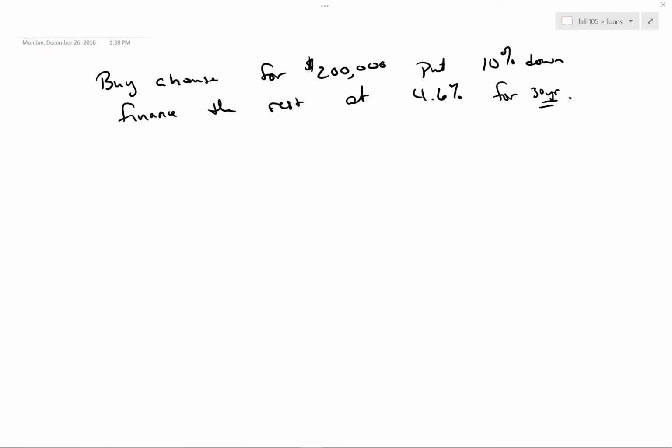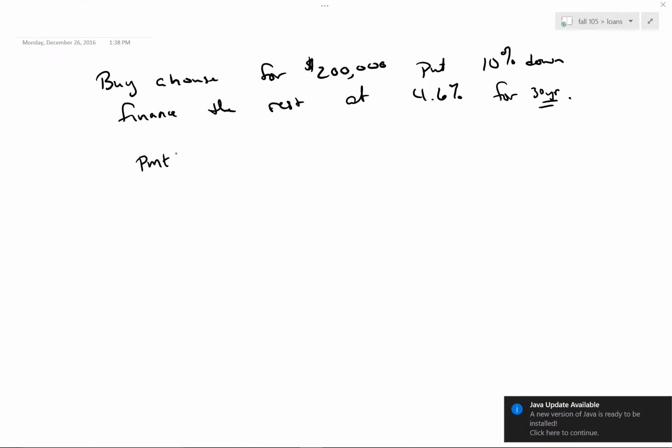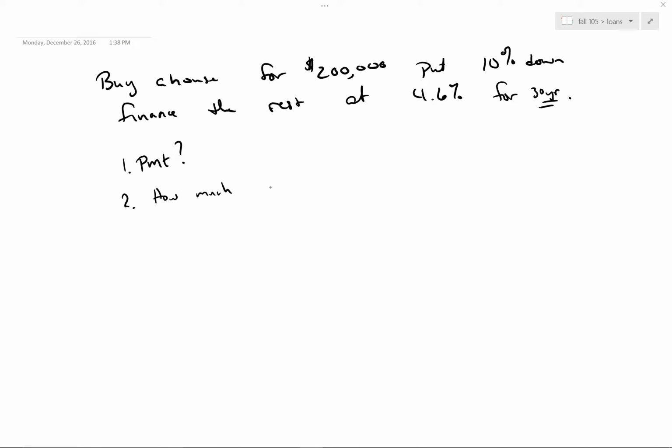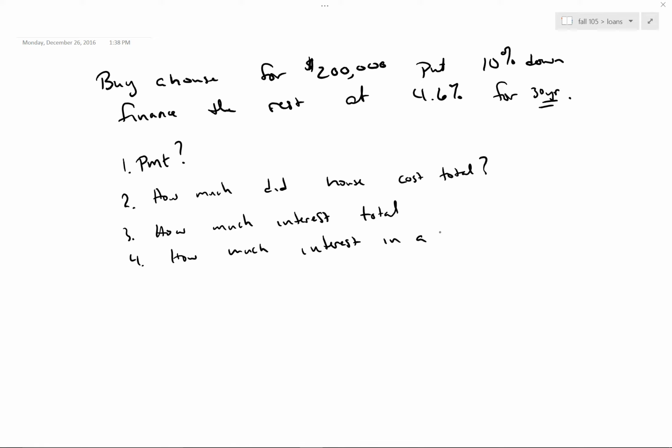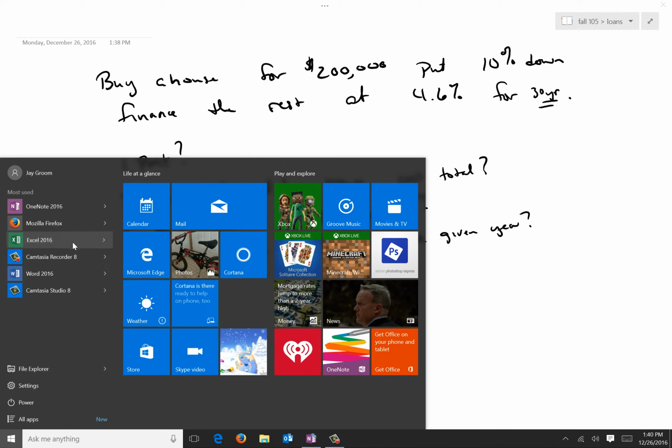Well, if you think about this for a minute, the only thing I didn't tell you is the payment. So question number 1 will be, what is the payment? Question number 2, how much did the house cost total? Okay. 3 might be how much interest. These are big deals that we see frequently in all of these problems. How much interest total did you pay? And sometimes this one, how much interest in a given year for tax purposes. You know, you can deduct the mortgage interest that you paid off of your taxes.